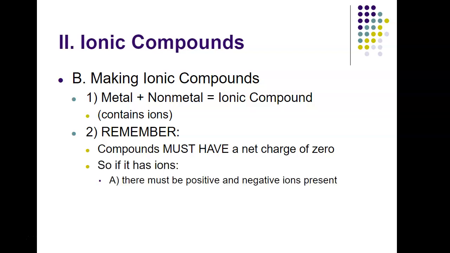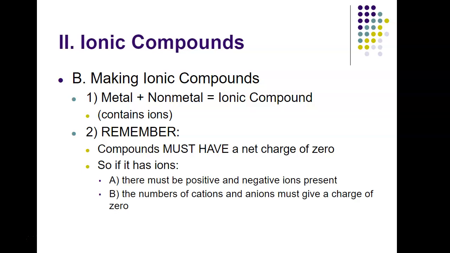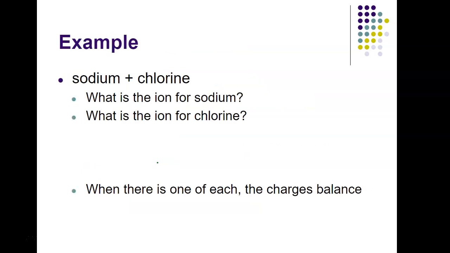Okay, so if it has ions, there must be positive and negative ions present, and the number of cations and anions have to give us a charge of 0, and that's the procedure we're going to be looking at today. So for example, if we look at sodium and chlorine, it's a very basic compound, one we're familiar with. The ion for sodium is going to be Na plus. Sodium is in our first column. It has 1 valence electron, so it's going to lose 1 electron. Chlorine, on the other hand, is our halogen column. That's our group 17. They have 7 valence electrons, so it's going to gain 1.